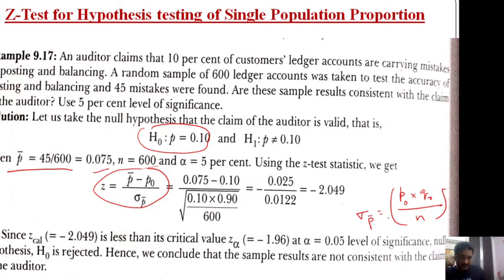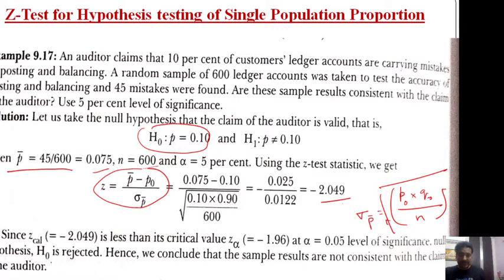Here P naught under H naught has the value 0.10, and obviously Q naught means 1 minus P naught, that is 0.90. So always we calculate the Z statistic using this formula, and its value comes to minus 2.049. Now from the standard normal curve, again we check Z alpha. Z alpha is equal to minus 1.96 at 0.05, which means a 5% level of significance.